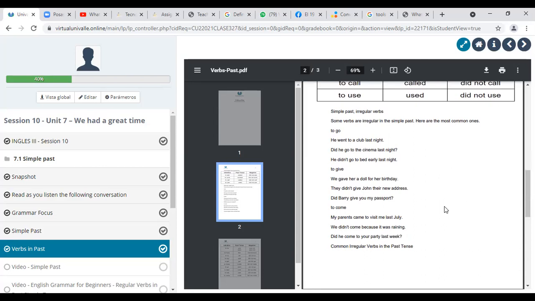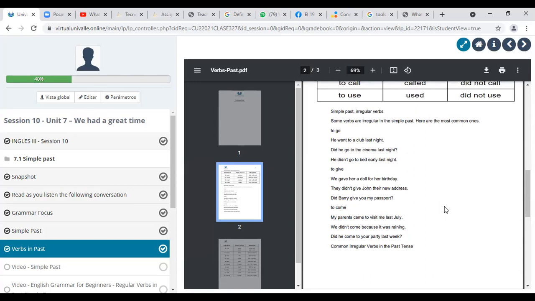Simple past irregular verbs. In this case, some verbs are irregular in the simple past. Here are the most common ones. To go. He went to a club last night. Did he go to the club last night? He didn't go to bed early last night.